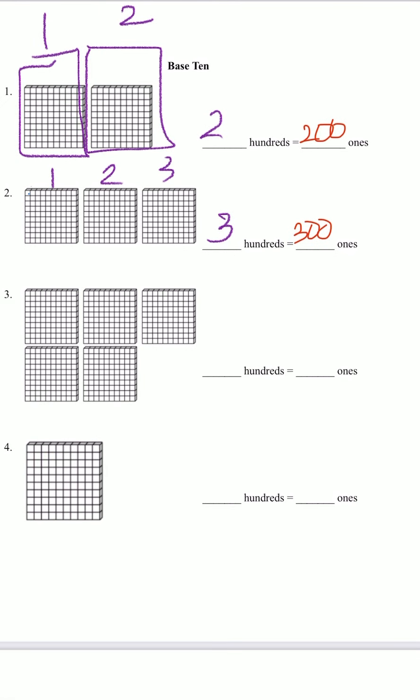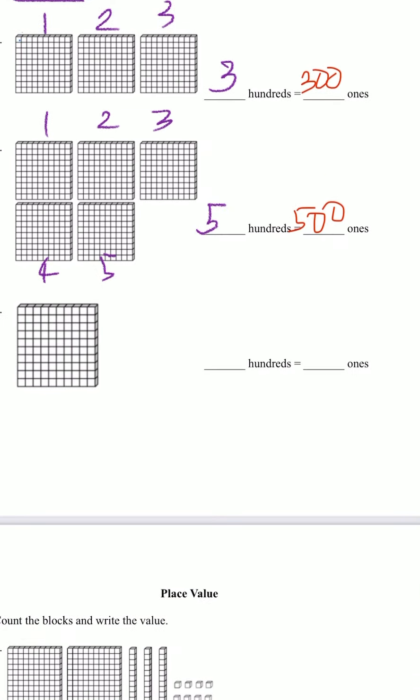And then here we have 1, 2, 3, 4, 5. So we have 500s and 500 ones. Next, we have only 1 over here. So that is going to be 100s and 100 ones.